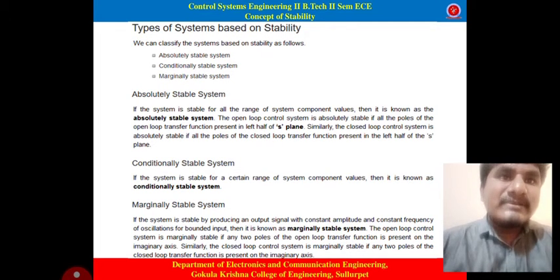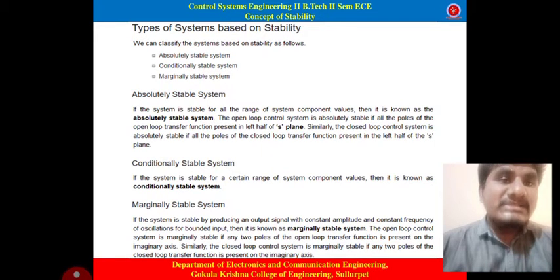So, types of systems based on stability. There are three kinds: absolutely stable, conditionally stable and marginally stable. A system is absolutely stable if it is stable for any condition, for any physical parameter, for any case. Whereas a conditionally stable system is stable only for certain values of system components. In such a case that system is called conditionally stable.